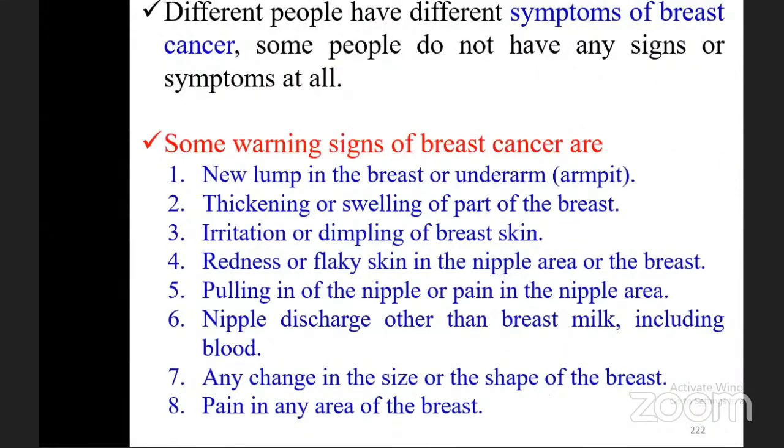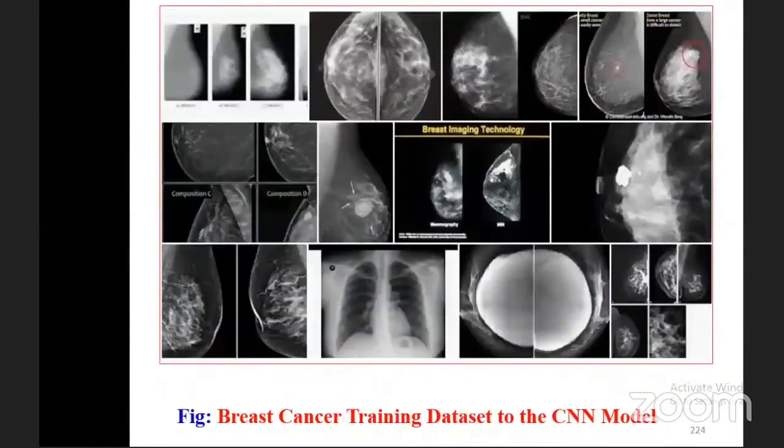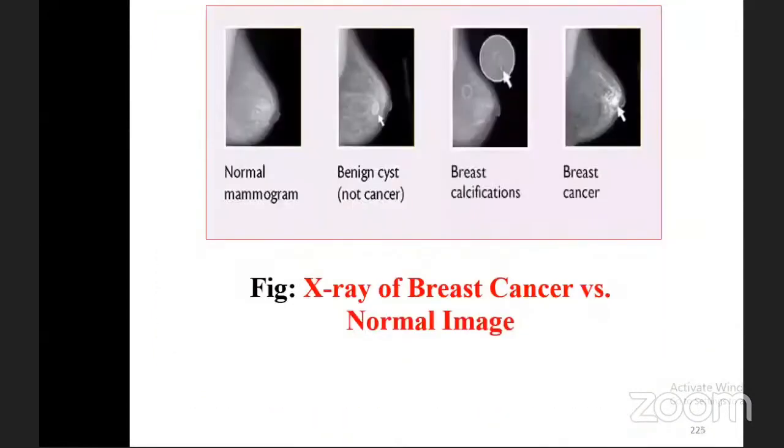Then breast cancer, same as I have collected breast X-ray images. These are the symptoms of breast cancer. These are the X-ray images I have taken, and this is a training data set. This is the final output. I got X-ray of breast cancer versus normal image.